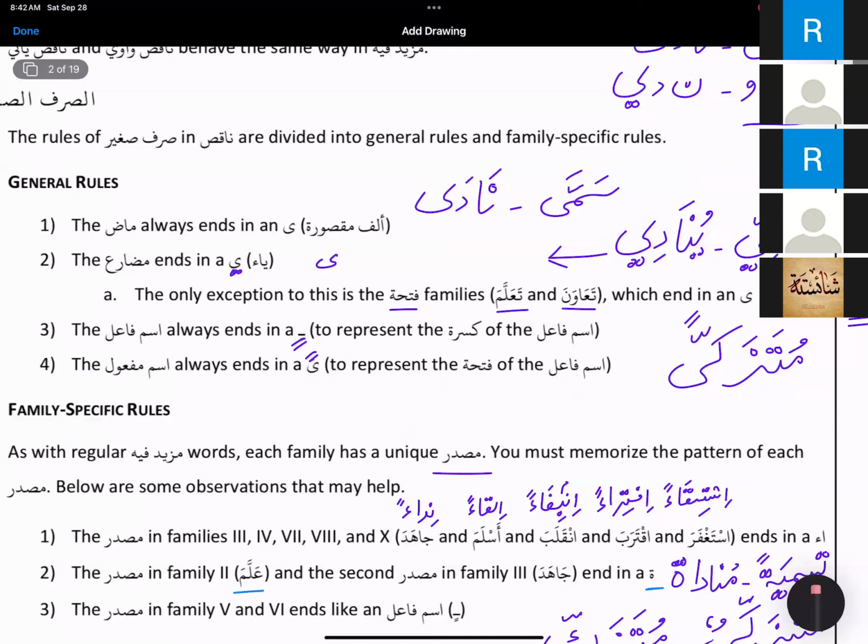The only exception to this is the fatha families. What are the fatha families? Family 5 and 6, ta'allama and ta'awana.